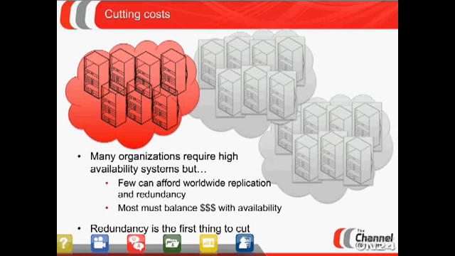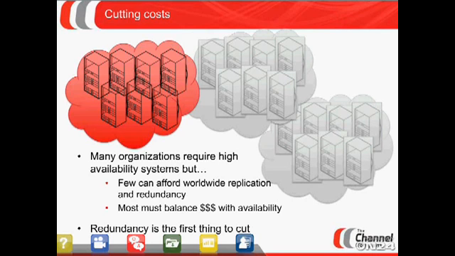So if we think about what we'd have to do, we'd have to have things maybe replicated to Europe or Asia, East and West Coast. That gets really expensive really fast. So we start cutting out that level of redundancy. We actually have to balance. We're business people. We have to balance dollars with availability.